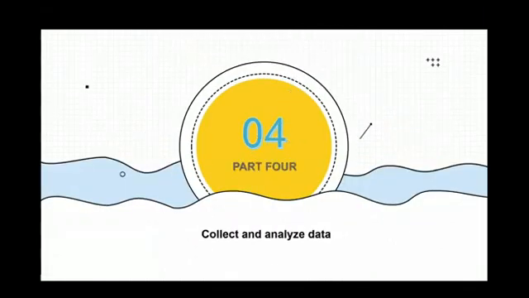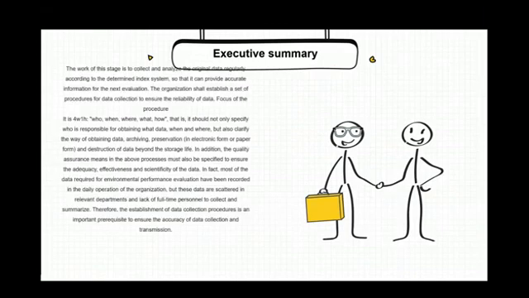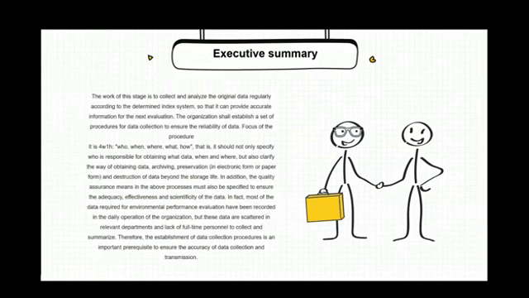The fourth part is collecting and analyzing data. The work at this stage is to clearly record the time, place, and method of collecting this data according to the determined indicator system and the direction of data collection to ensure authenticity. The original data is collected and analyzed on a regular basis, and the data is kept by special personnel to avoid loss.